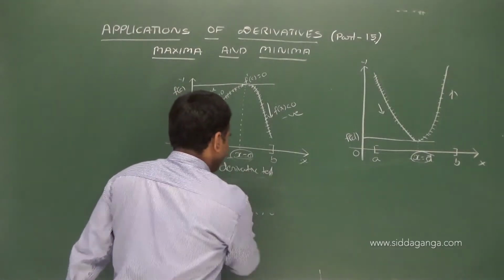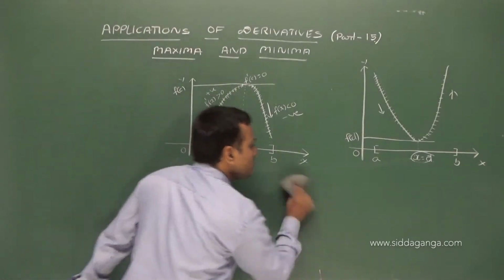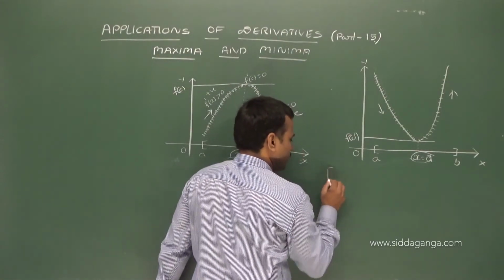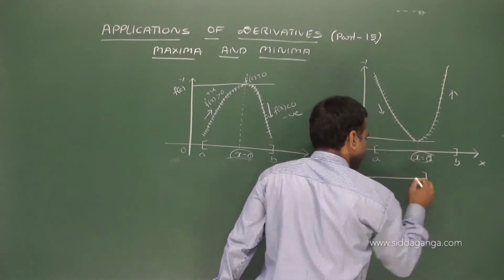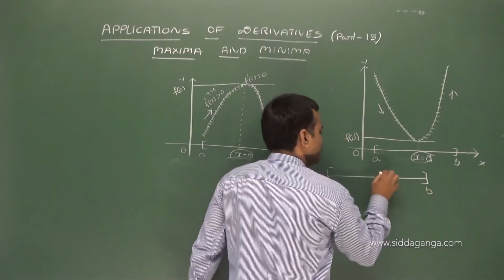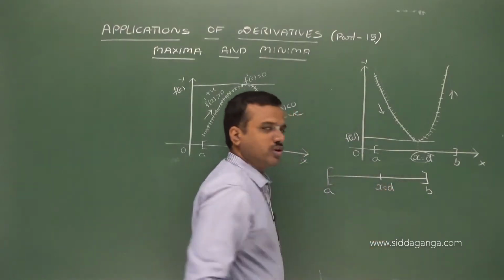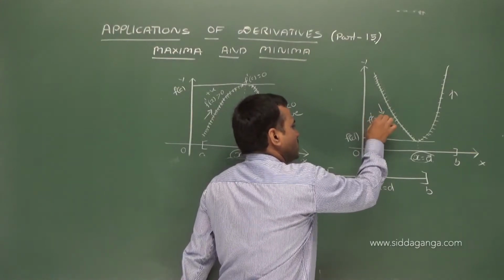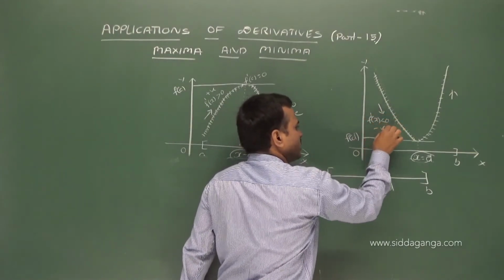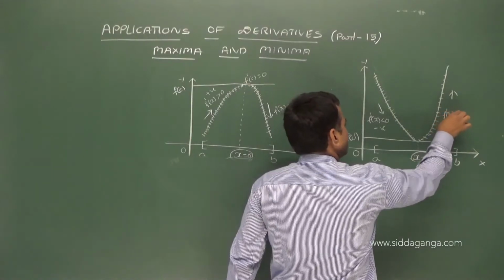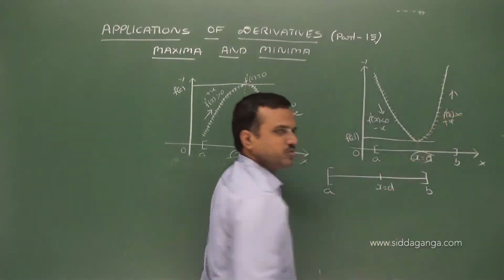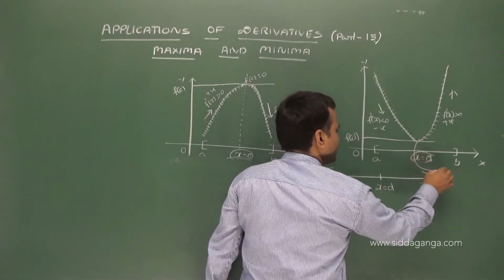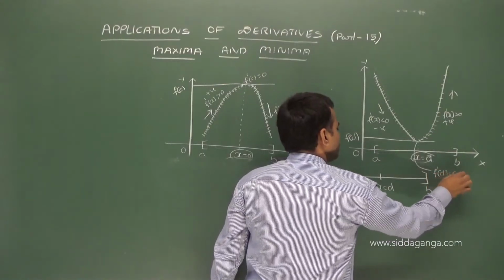When the function has a minima, that is very important. So observe here. I draw one more line segment from a to b, at x equal to d. Here f dash of x is less than 0, negative. Here f dash of x is greater than 0, positive. At x equal to d, f dash of d is equal to 0.